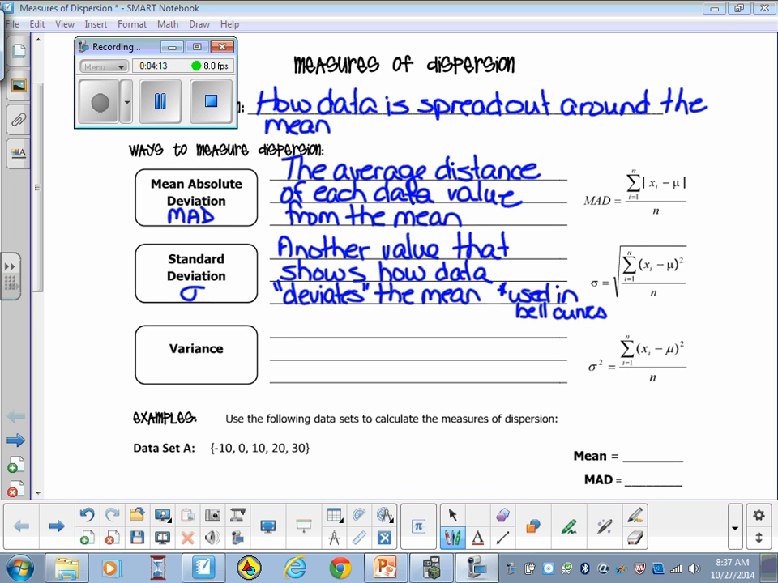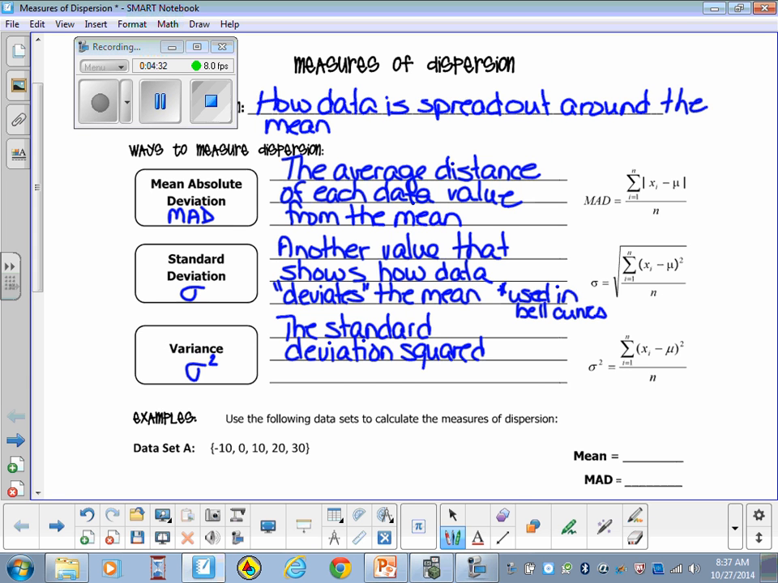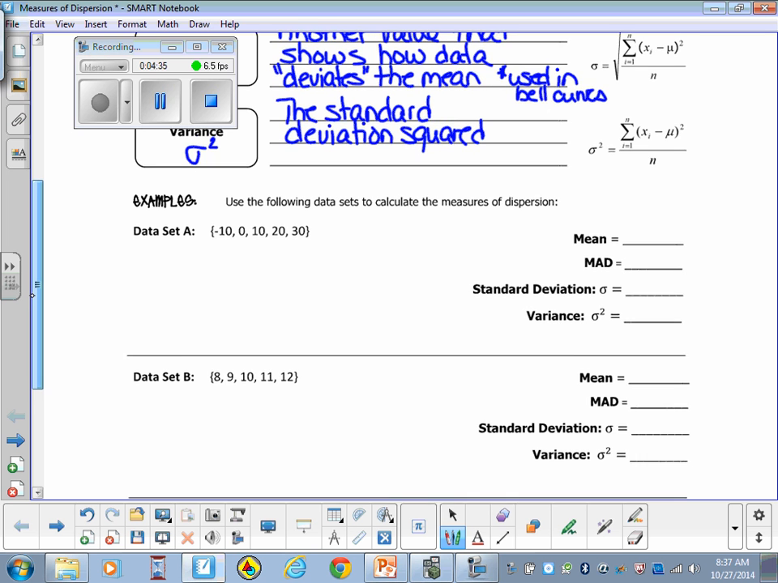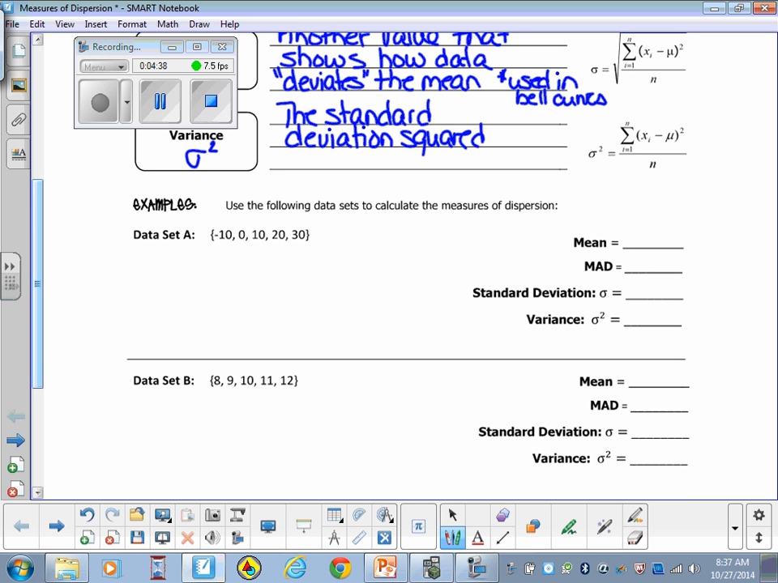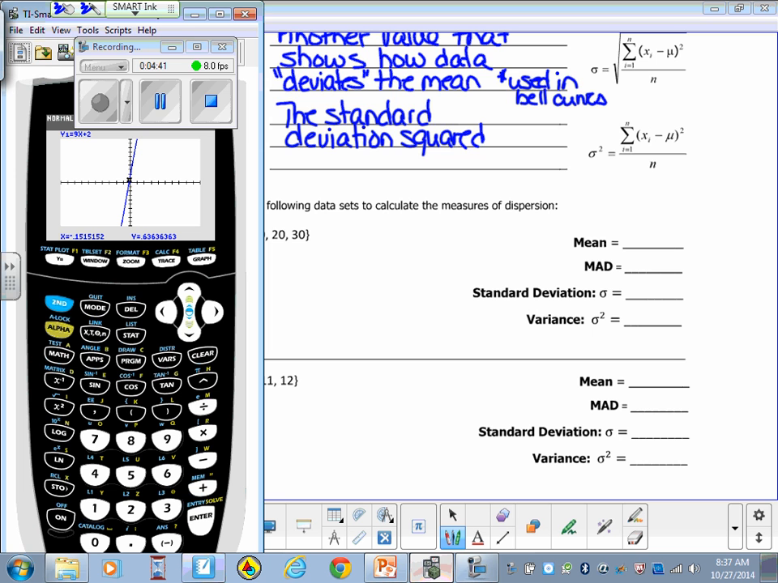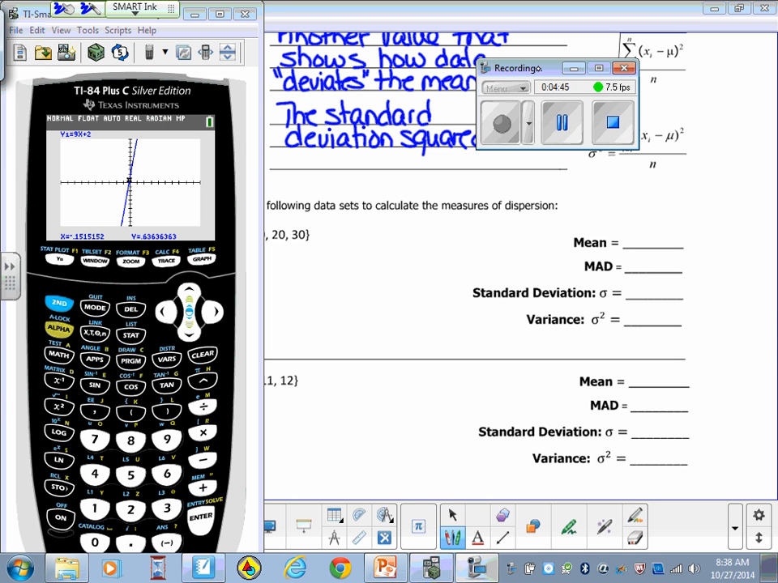Variance is the standard deviation squared. And sure enough, if we take our standard deviation symbol and square it, we have our variance symbol. Alrighty, so we're going to use these data sets to calculate measures of dispersion, which means I definitely have to have my graphing calculator today. I'm going to quit out of lines, which is the last thing I was doing with my graphing calculator.